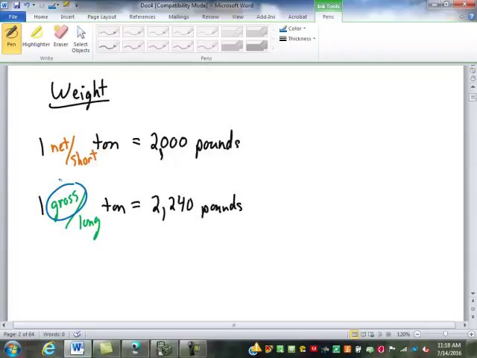So again, in the world today, in the United States at least, if you hear the word ton, it's almost never a gross ton. It's usually a short or a net ton. But be aware that there may be a different one out there. Now there's also something called just a gross as well. It's different than a gross ton. A gross is a dozen.